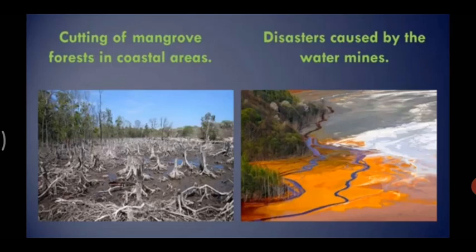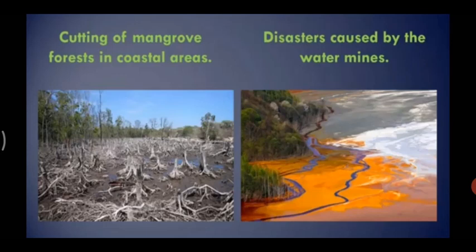Next is disasters caused by the water mines. Some of the most important environmental disasters are associated with the mining industries. These disasters are both natural and mining related, causing acidic drainage, for example, formed by rainwater or snow melt. This also affects the marine life, the oceans.